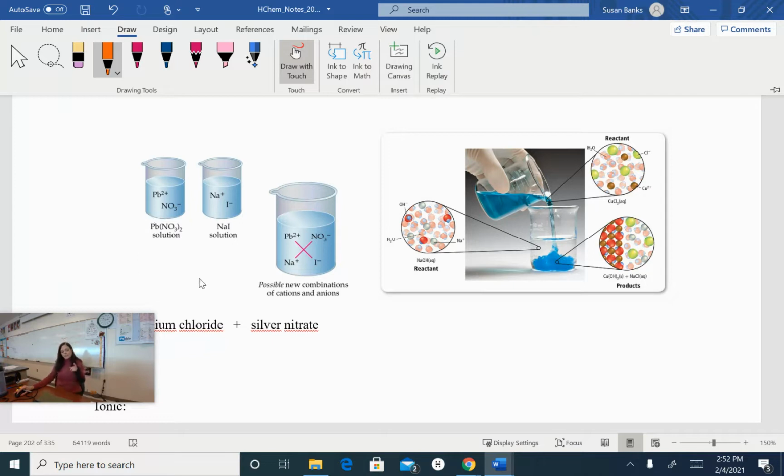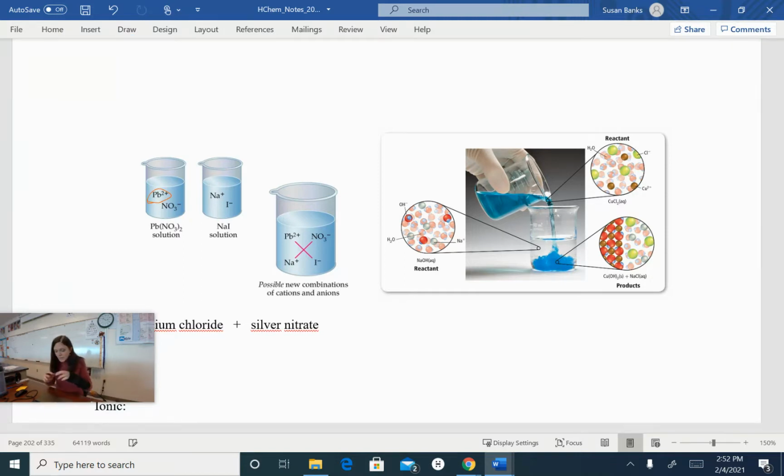And now, because nitrates are soluble, those ions are going to break apart. I'm going to have lead plus 2 ions floating around in there, and I'm going to have nitrate ions floating around in there. So when we put a salt into water and dissolve it, that salt no longer stays as a compound. It breaks into the ions.